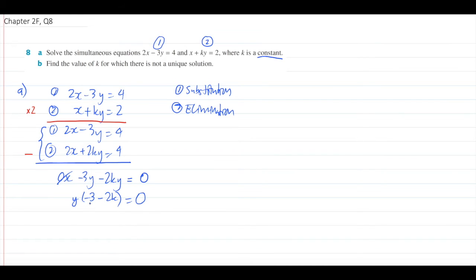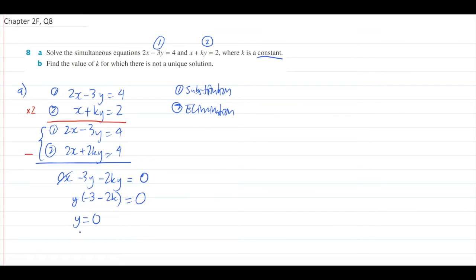The point of part A is to really just solve the simultaneous equations. So in this case, we don't care what this value is. If my y is equal to 0, then that solves my equation, because when y equals 0, whatever value that is, 0 times that value would always equal 0. So that means my unique solution in this case, or one of the solutions, is y equals 0.